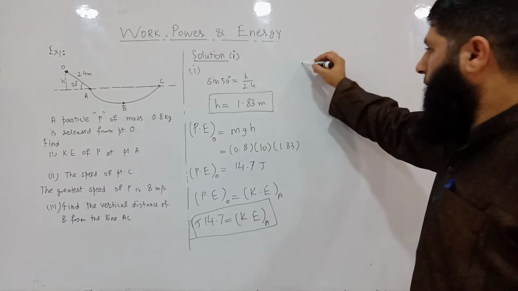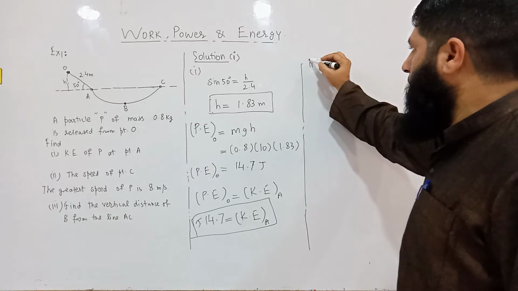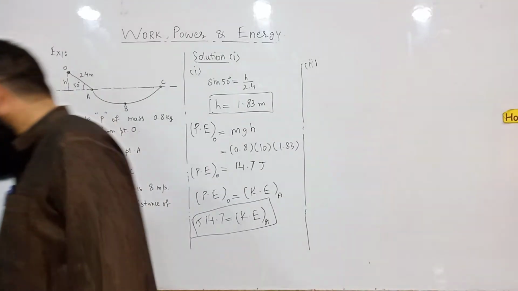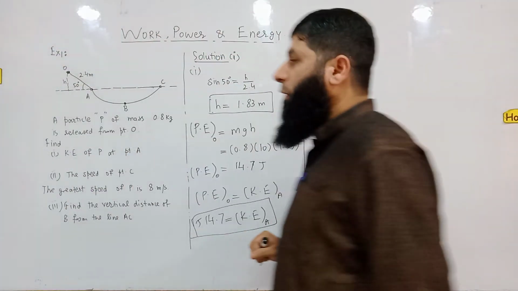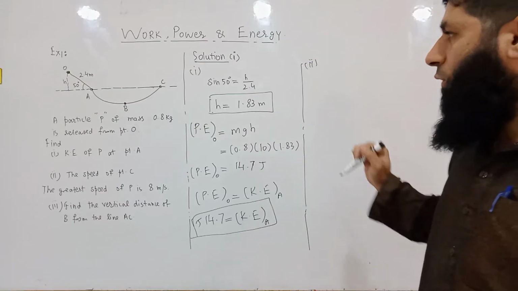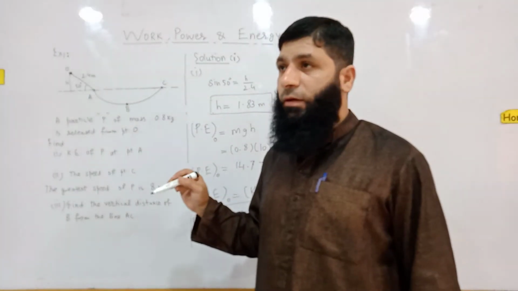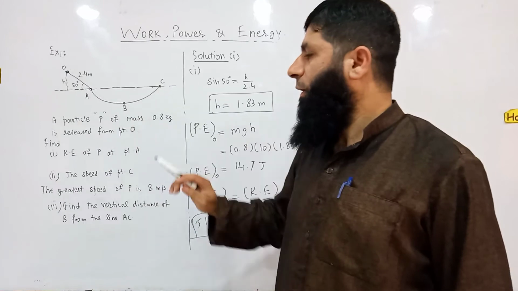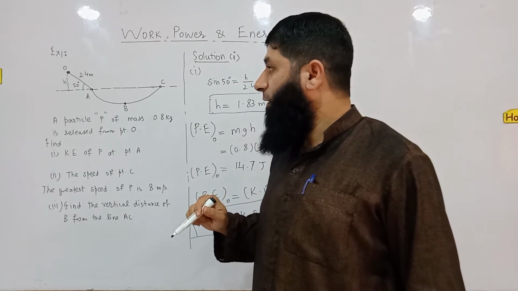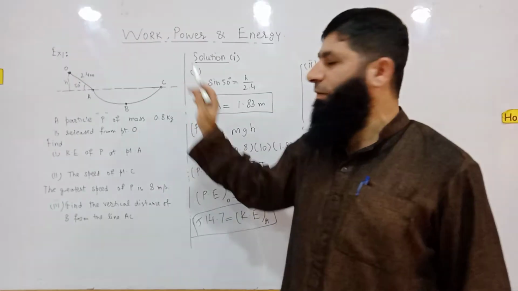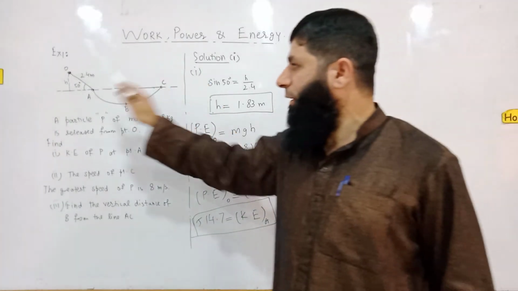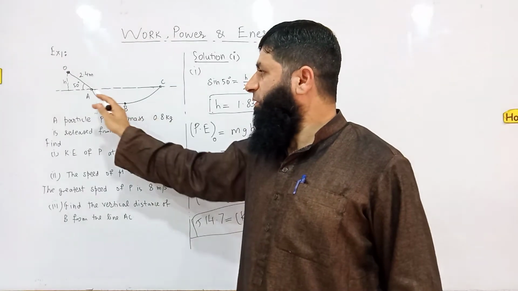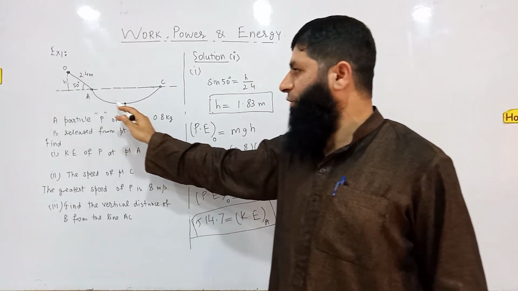Okay, now in the second part, we are supposed to find the speed of this particle at point C. If we follow the work energy principle, the kinetic energy at point A will be converted into potential energy at point B. We can see that the distance between A and B and B and C is equal, so the kinetic energy at point A will be equal to the kinetic energy at point C.